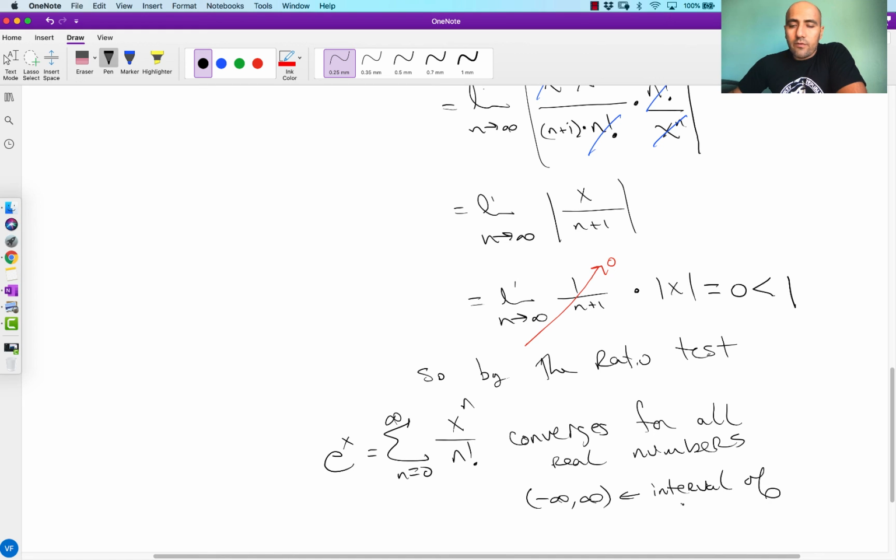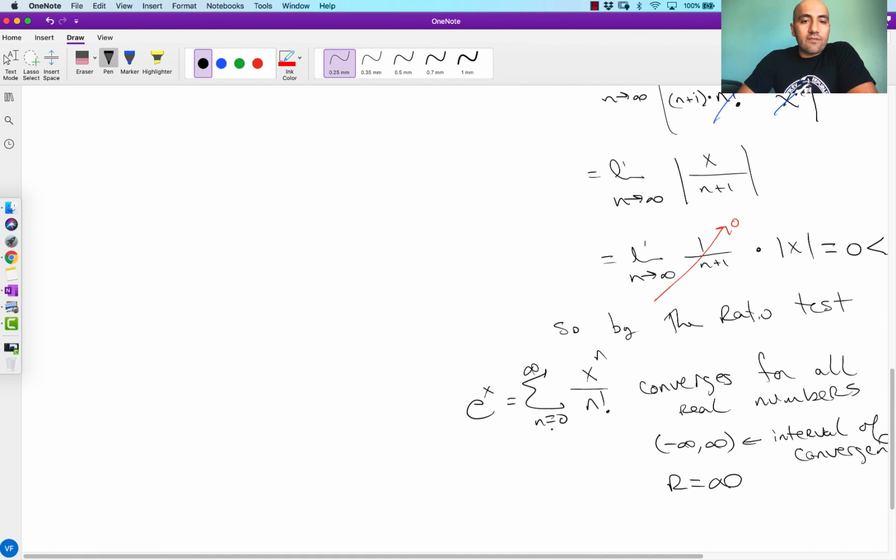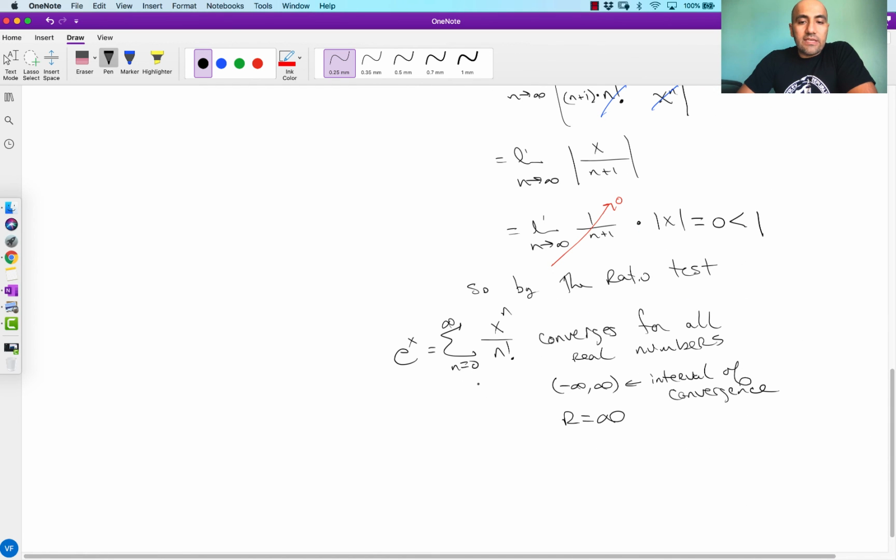Interval of convergence, which means that the radius of convergence is infinity. It's centered at 0, and its radius of convergence r equals infinity. Okay, so what does this really mean? What have we established? We established a different way of representing the function e to the x.